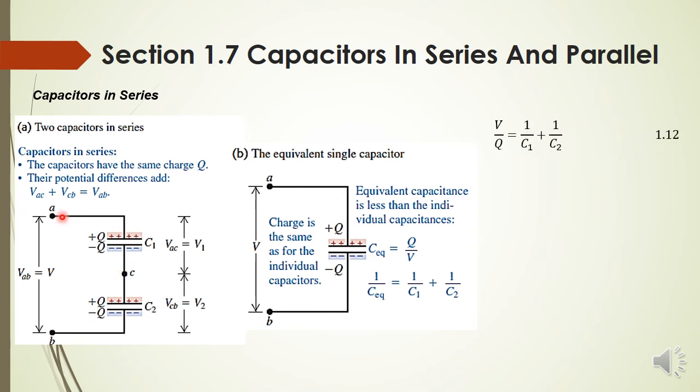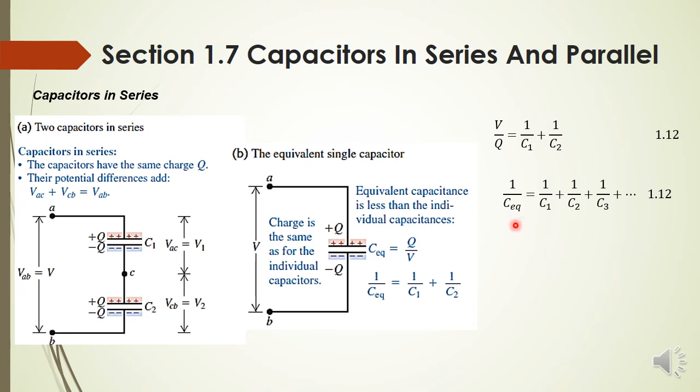From your handouts, equation 1.12, following a common convention, we use the symbols V1, V2, and V to denote the potential differences VAC, VCB, and VAB. Now, the equivalent capacitance, CEQ, of the series combination is defined as the capacitance of a single capacitor for which the charge Q is the same as for the combination, when the potential difference is the same. In other words, the combination can be replaced by an equivalent capacitor of capacitance CEQ.